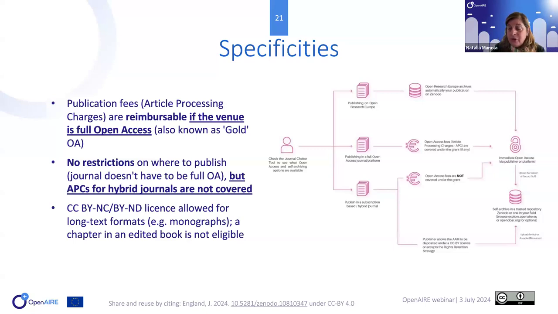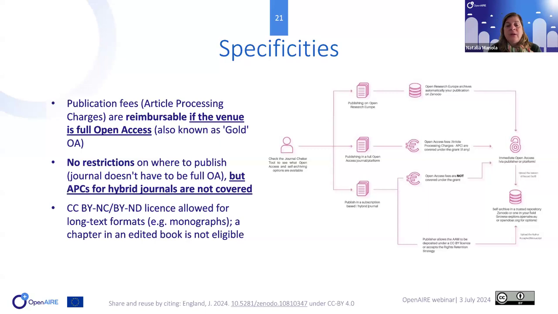So you can publish in closed journals, as long as you provide immediate open access with no embargo in a repository. Also, there are closed journals that allow you to pay a fee for your article only to be open. We call them hybrid journals. And what you should know is that Horizon Europe does not cover open access publishing costs in hybrid journals.